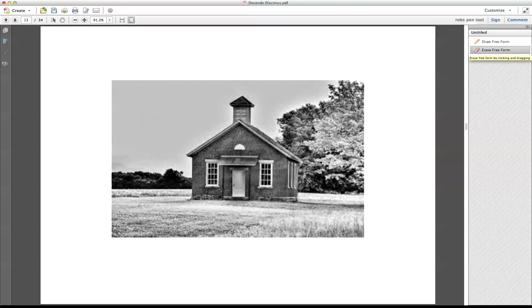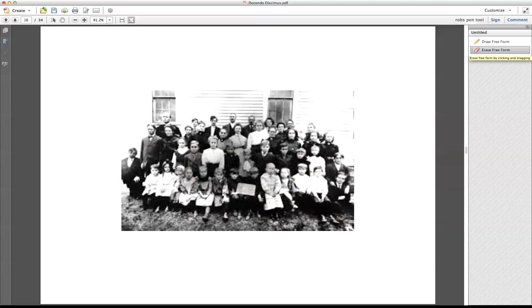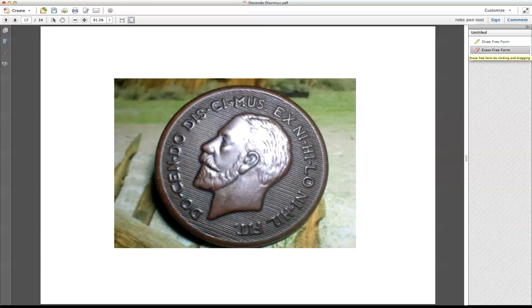So here we are back to these folks. Here's another shot from a one-room schoolhouse, a little larger group. But notice again the younger kids and the older kids. Well, we'll get back to that in a moment. But let's now take a moment to just review this phrase, Docendo Discimus or Docendo Discimus, depending on which pronunciation you're using.